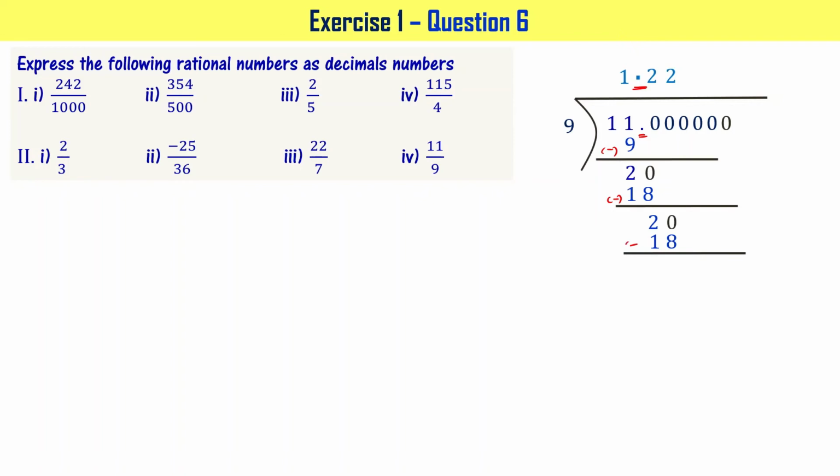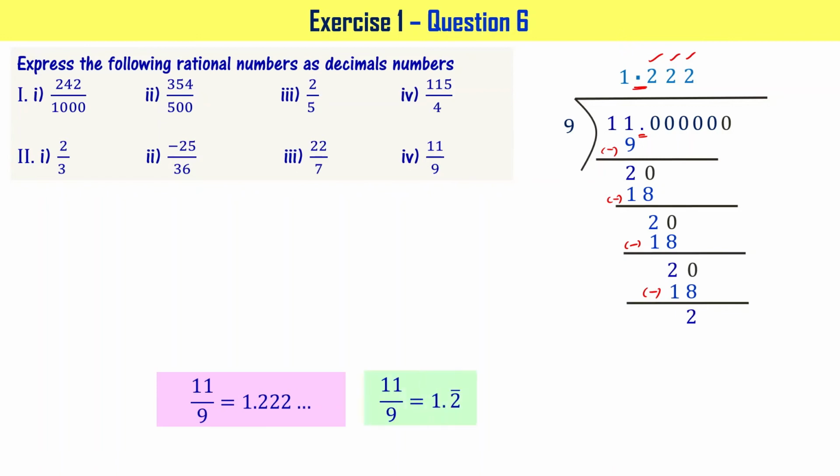Subtract. So you have 2 as the answer. Bring 0 down. So it's going to repeat like that, right? All the time you are getting 2, and in the quotient also 2 is repeating, right? Let me write 11 by 9 as 1.2222 and so on. It can also be written as 11 by 9 equal to 1.2 with an overbar on 2. When I have an overbar on 2, it means that the digit 2 is repeating infinitely many times. Got it?